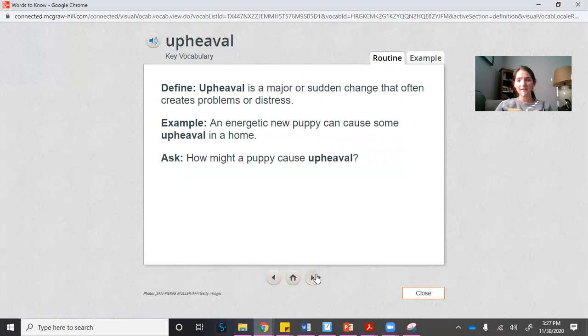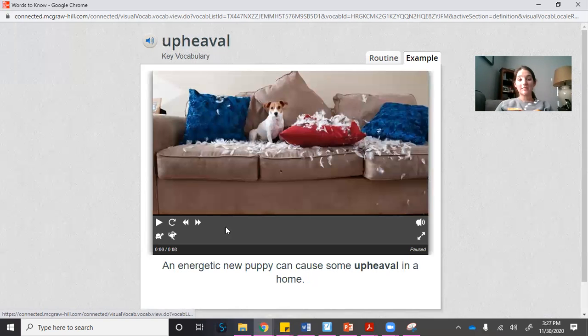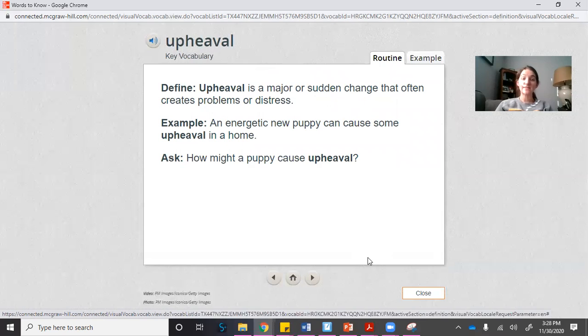Upheaval is the next one. It is a major or sudden change that often creates problems or distress. So an energetic new puppy can cause some upheaval in a home. How might a puppy cause upheaval? It's definitely a life change. So even showing this puppy shows upheaval in that they create problems that weren't there before, so it creates a change. And it's sudden, it happens immediately once the puppy is home.